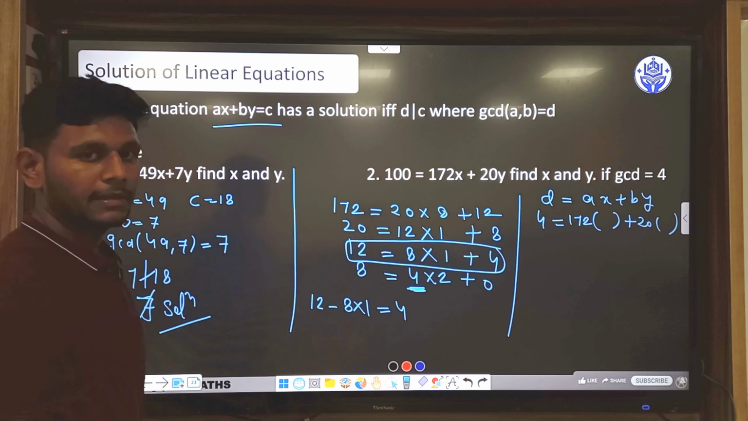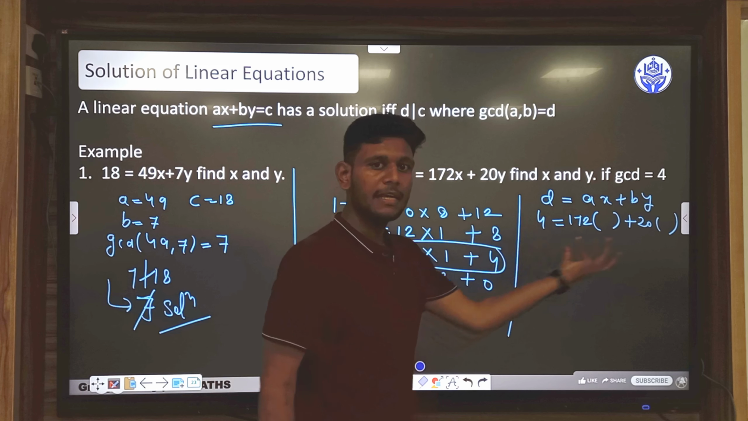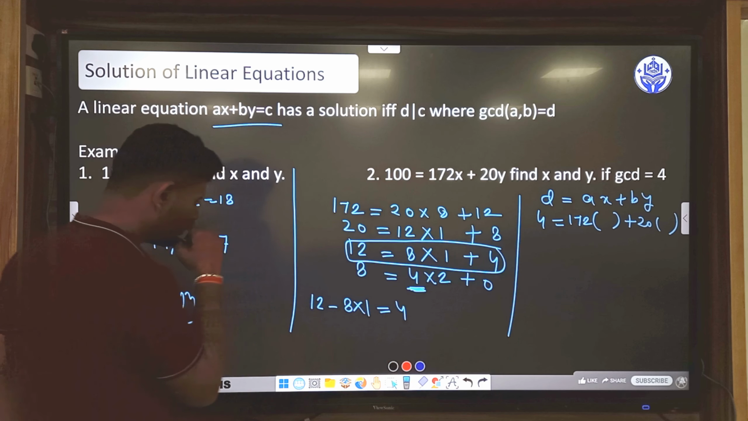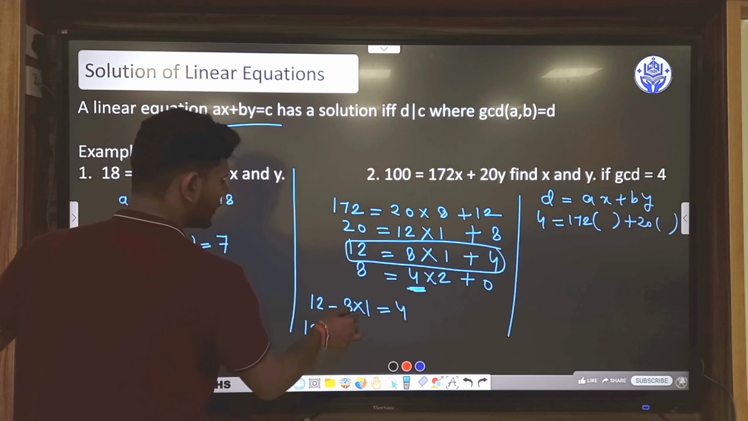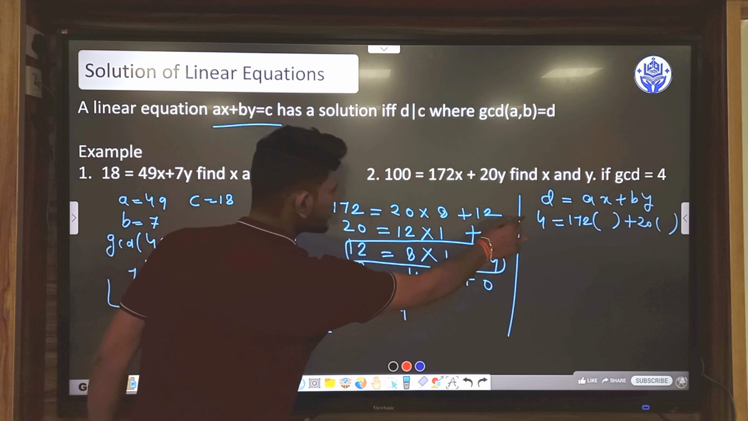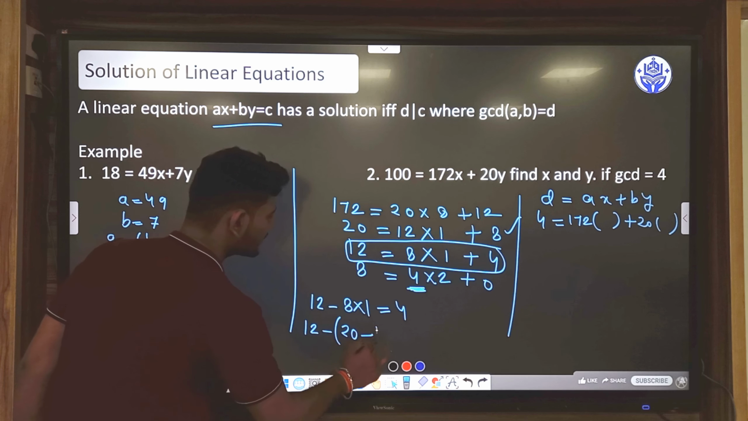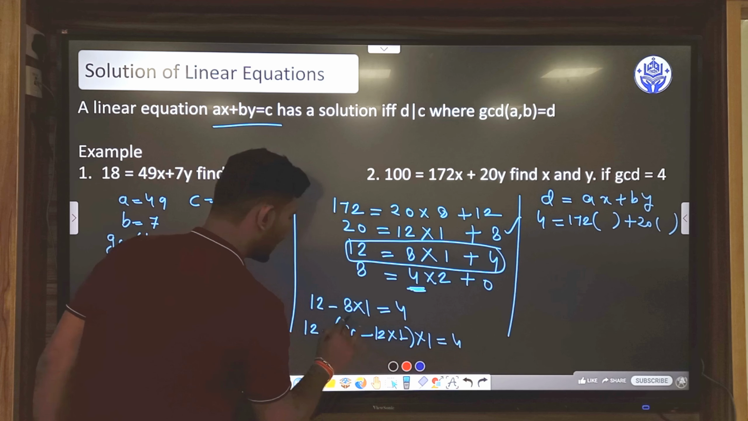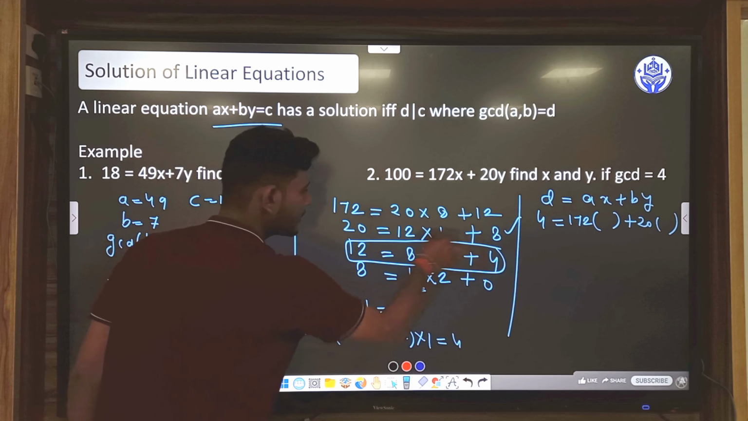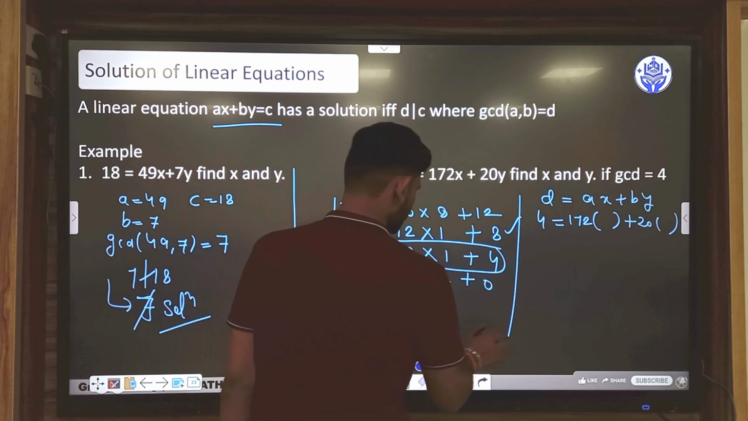Can I write like this? Because it is like this, something d and something like this. Okay, now from here, can I make this 12 minus 8? What is my 8? From this equation, can I replace this 8 with 20 minus 12 into 1 is equal to 4? I have just replaced this 8 with this expression. Okay, then after, what can I do?